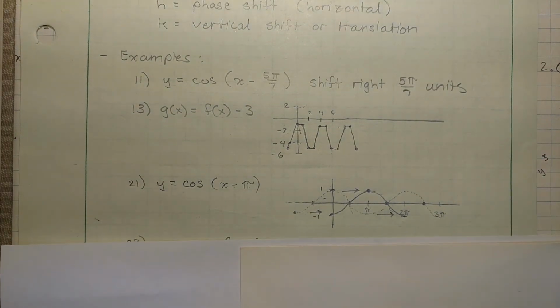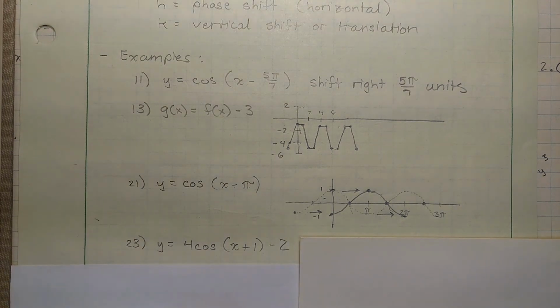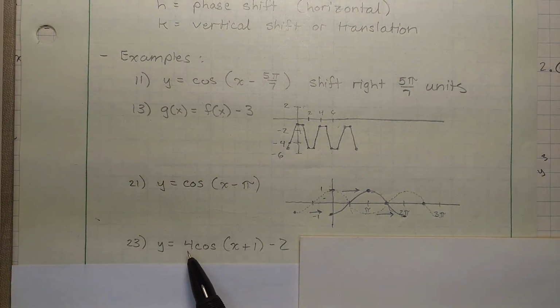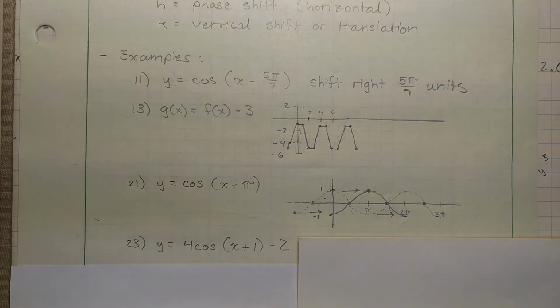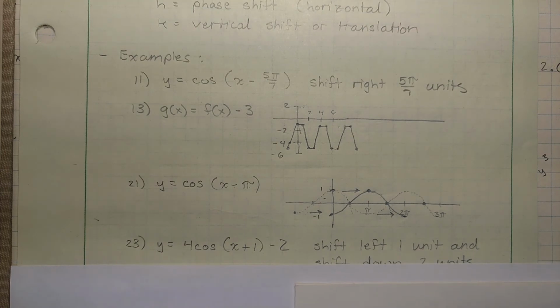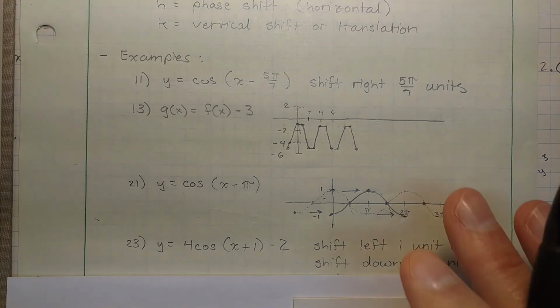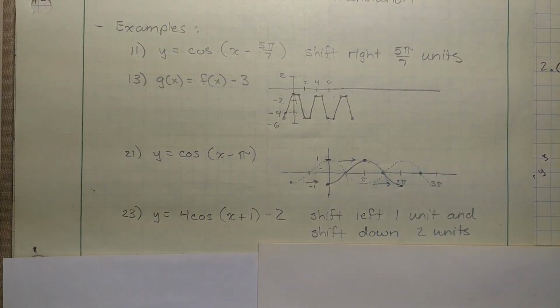All right, next one, 23, wants us to describe any phase shift and vertical shift. So this is pretty simple here. So the 4, notice first, is not shifting it at all. That's a vertical stretch. 23 does not want us to describe the vertical stretch, just vertical and horizontal shift. So notice the horizontal, I'm adding 1, so that's going to move it left 1. And then I'm subtracting 2, which is going to move it down 2. So I would simply say shift left 1 and down 2. Just like we did before with transformations, only now it's a trig function.